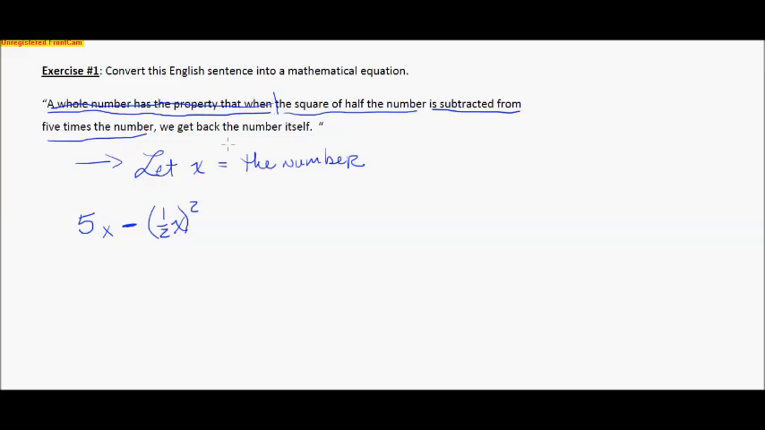Okay? Now, we're done with this part. So all I have left is we get back the number itself. Well, what that means is after I do all of this, we get back, or it equals, the number itself, which is just x. So there you have it. I've converted the English sentence into a mathematical equation.